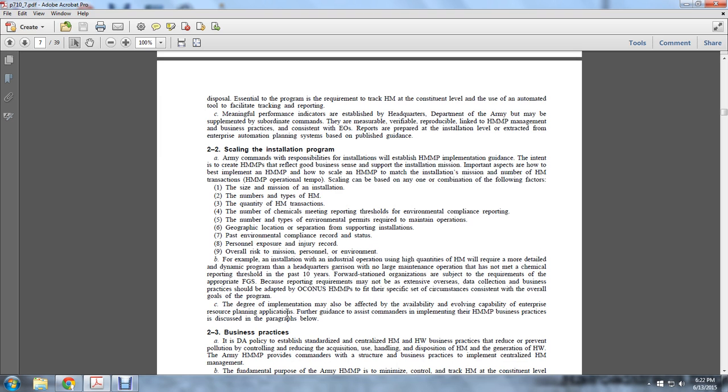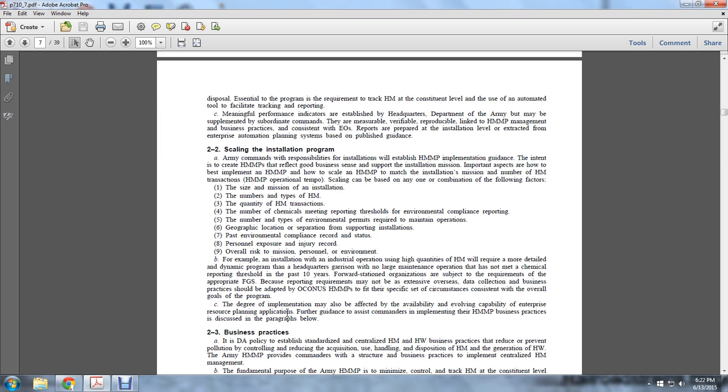The intent is to create the hazardous material management program and reflect good business and sense of the report of the installation mission, and important aspects of how to best implement the hazardous material management program, how to scale the hazardous material management program to match the installation mission and the number of hazardous material transactions with the hazardous material management program operational tempo.